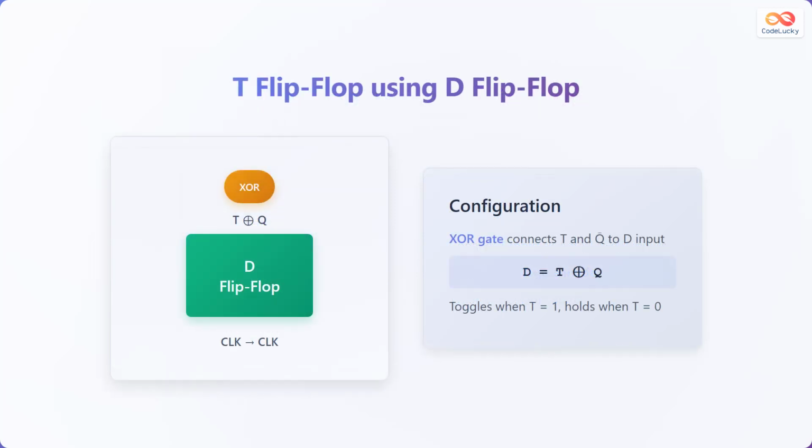Let's explore how to implement a T flip-flop using a D flip-flop and an XOR gate. The output of the XOR gate, which takes T and Q as inputs, is connected to the D input of the D flip-flop. So D equals T XOR Q. This configuration causes the flip-flop to toggle when T is 1 and hold its state when T is 0.